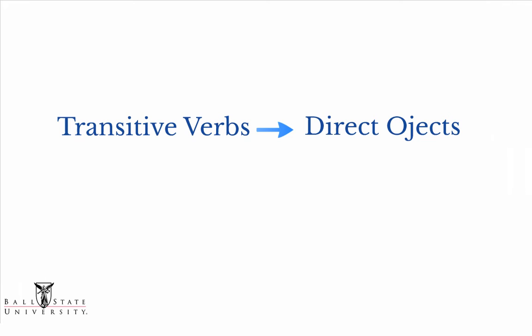As we've just seen, direct objects are connected to transitive verbs. Sentences with transitive verbs must be followed by a direct object in order to complete the meaning of the sentence. However, what's the difference between direct objects and indirect objects? Let's take a look.